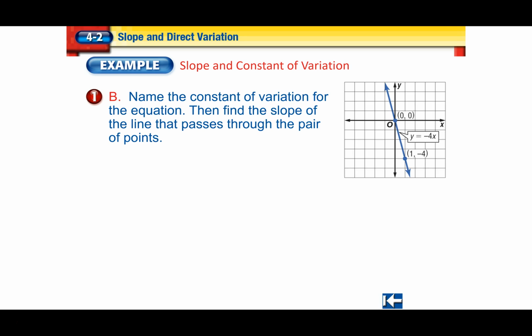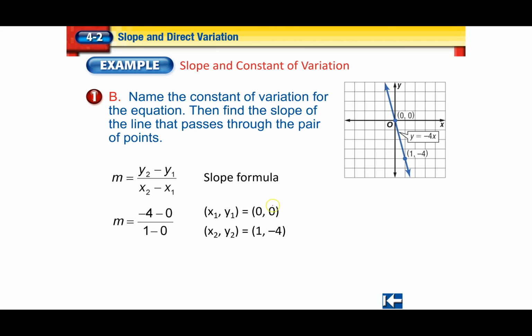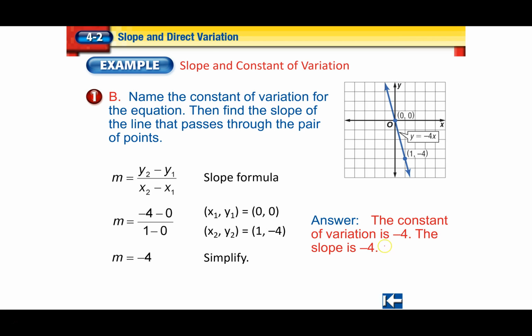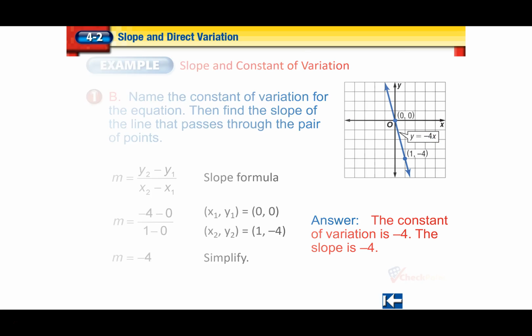So again, name the constant of variation for this equation and find the slope of the line that passes through the pair of points. The nice part about this one is they're giving you 0, 0 at the origin for one of your points. All right, so here we use the slope formula again. We're going to label them out, put them in. So y2 minus y1, x2 minus x1. You notice they're using 0, 0 as your point 1, so it stays the same. So that gives me a slope of negative 4. So that means the constant of variation is negative 4, and the slope is negative 4. If you were paying attention, it was right here too in the picture.